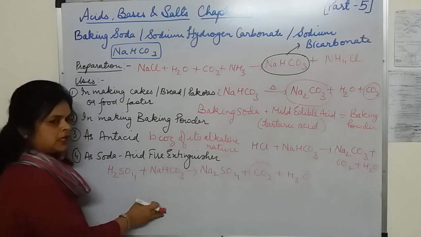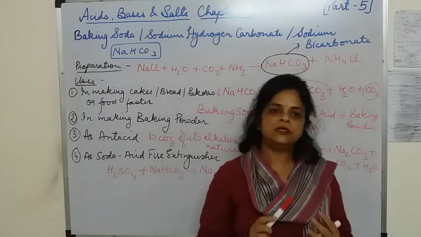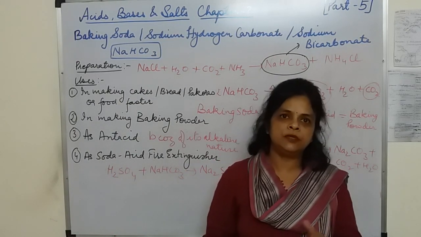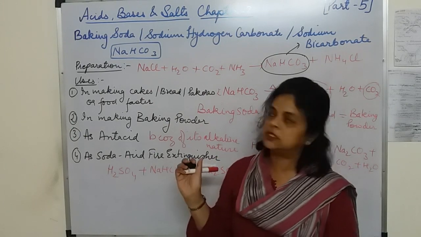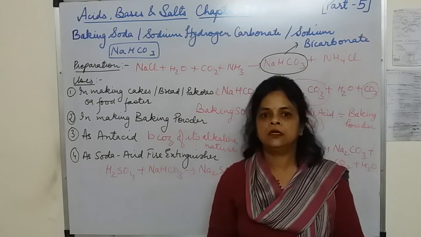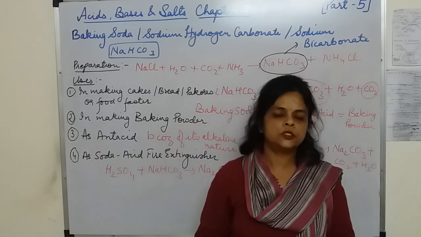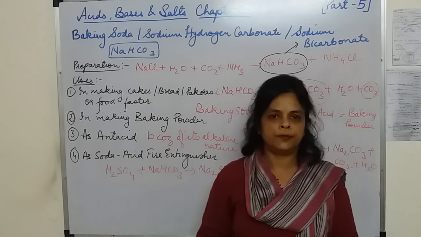Okay, so students, in today's class we have discussed three compounds. First is sodium hydroxide, second is bleaching powder, and the third one is baking soda. Please keep on revising the reactions as well as do the questions so that you can be comfortable with the topic. Thank you.